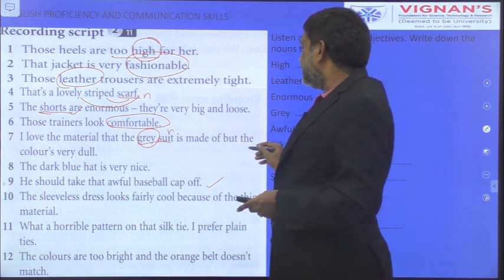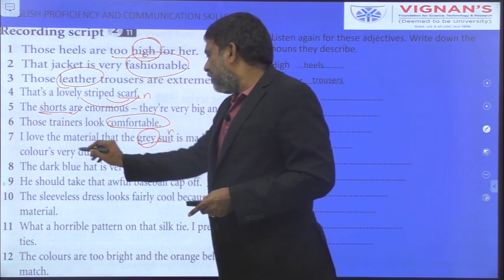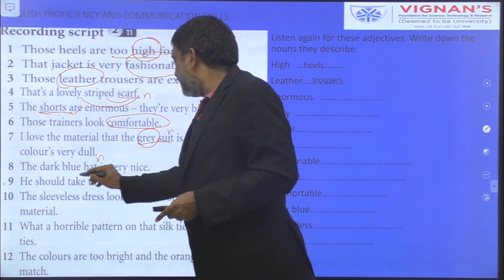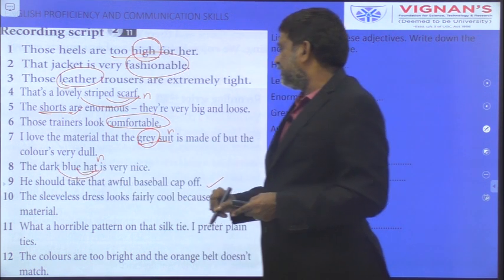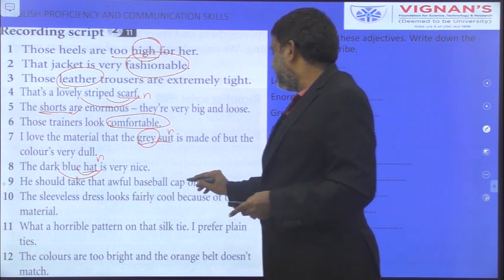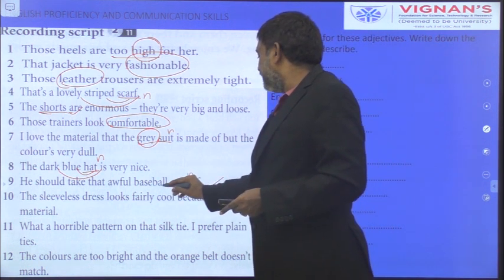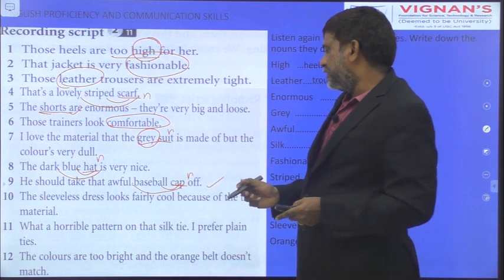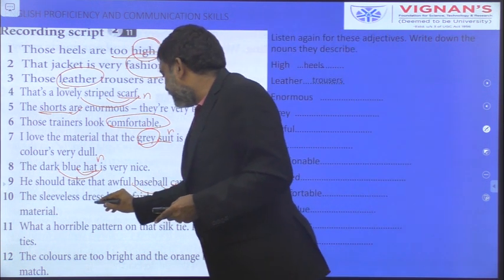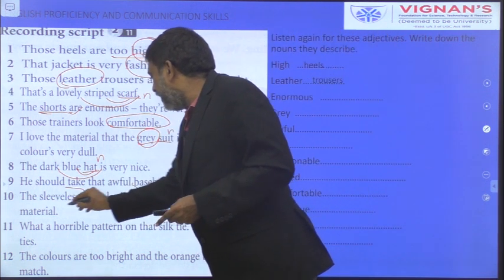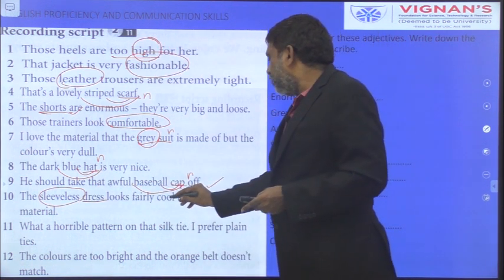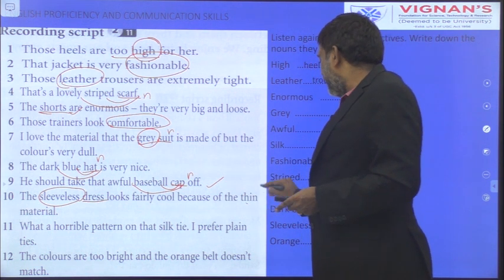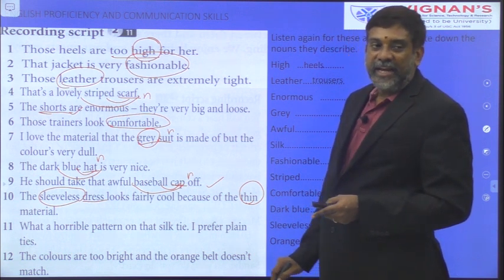Next, here, color is very dull. Okay, we'll talk about it later. Hat, again a noun, but there are two adjectives here. Dark blue hat. And cap is a noun here. Baseball, awful. There are again two adjectives over here. Dress is a noun and sleeveless is an adjective. Cool, fairly cool, we'll talk about it. Material is a noun, and again, thin is an adjective.